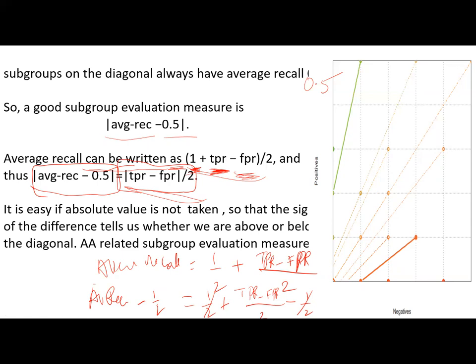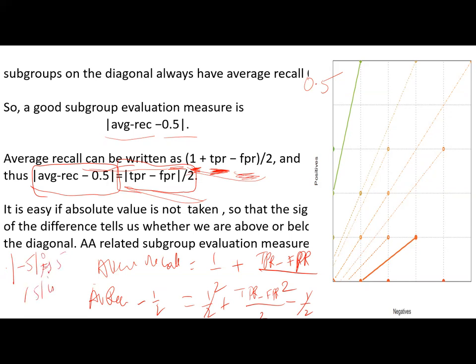If the absolute value is not taken, if absolute is removed, what is the term absolute? See, the absolute of minus 5 is 5.